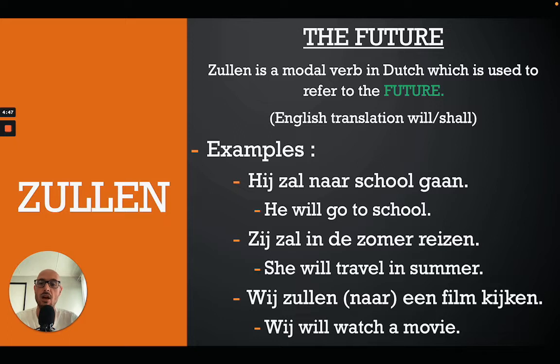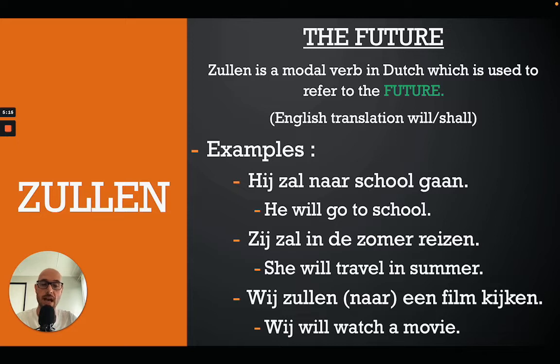However, in Dutch, we split them up. You will see zal, that's your auxiliary verb, your helper verb, and then gaan, our main verb, goes all the way to the end of the sentence. As you can see in the second sentence also, zij zal, right, zal, auxiliary verb, and then we go to the end of the sentence, and there we have travel, reizen. The next one, wij zullen, so zullen, auxiliary verb, and then kijken, to watch, all the way at the end of the sentence.